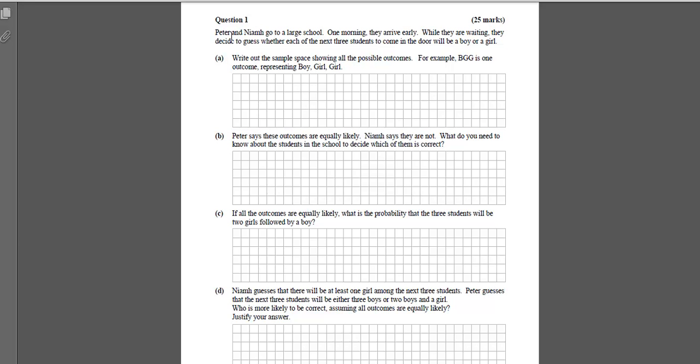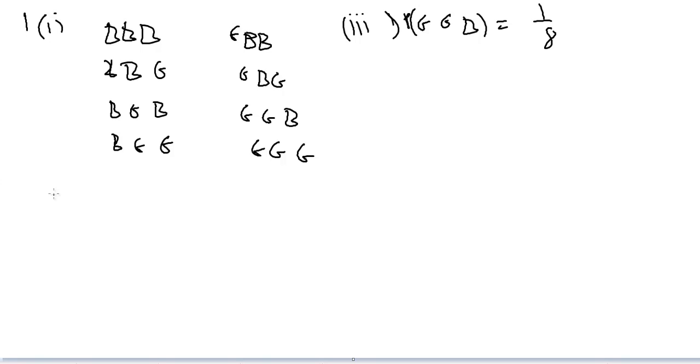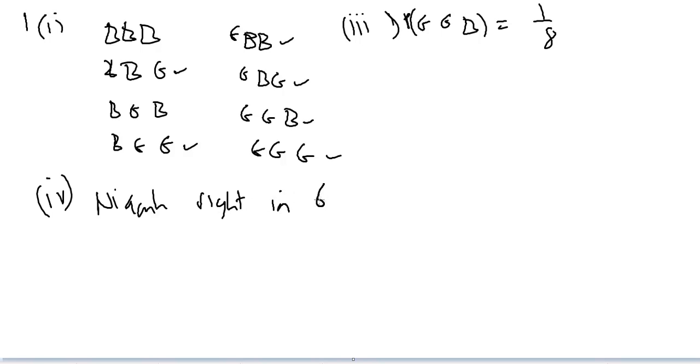So in Neve's case, she's saying there will be at least one girl among the next 3 students. So this is part 4. And Neve says that there'll be at least one girl. So that would be correct. At least one girl, at least one girl, at least one. So 1, 2, 3, 4, 5, 6. Neve right in 6 cases.